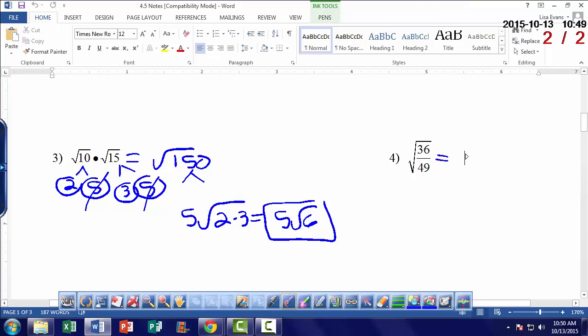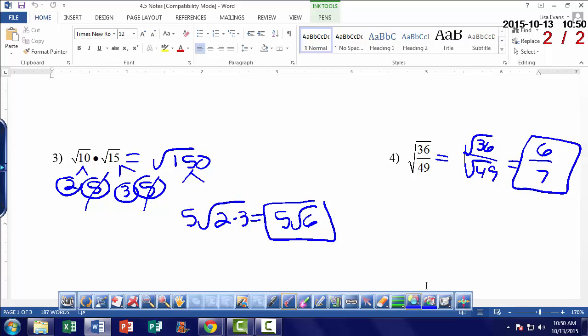I can rewrite this problem as the square root of 36 over the square root of 49. What is the square root of 36? 6. The square root of 49 is 7. Okay, done. Make sure you can't simplify this fraction any further, which you can.